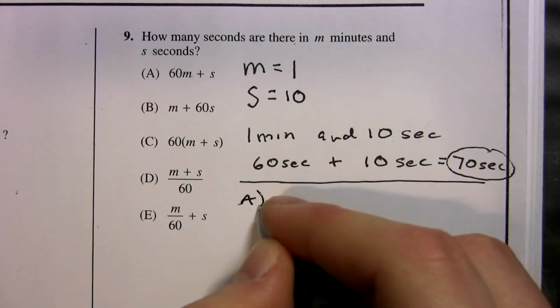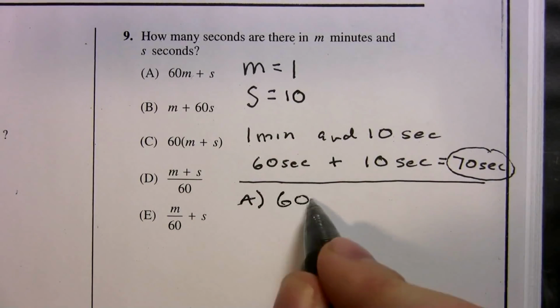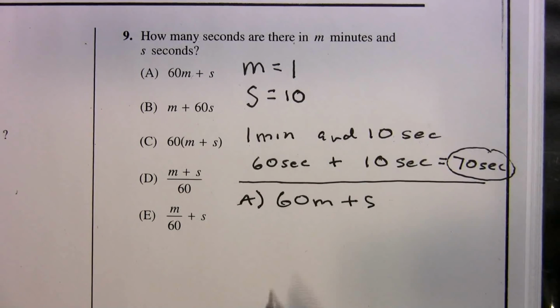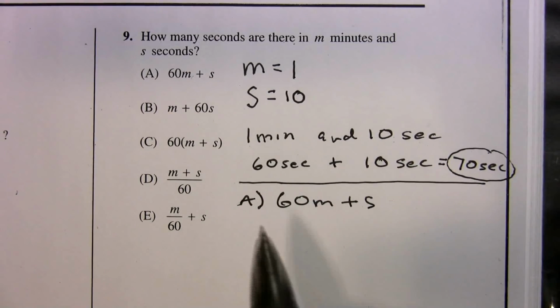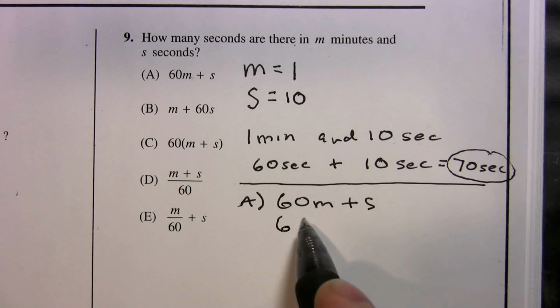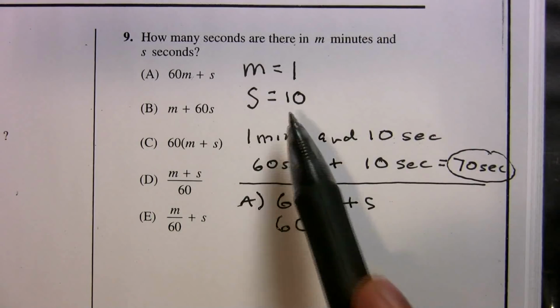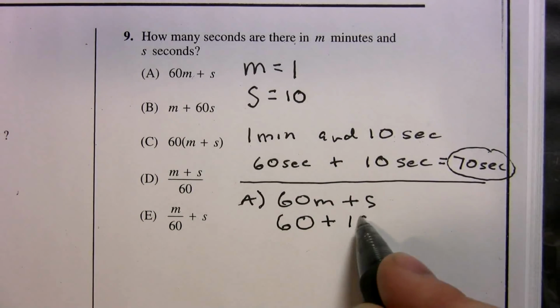I can start with A here. So it says 60M plus S. All right, so what did I say M was? Well, I said M was 1, right? So that's 60 times 1, or 60. What did I say S was? I said S was 10. So I'm just plugging back in.